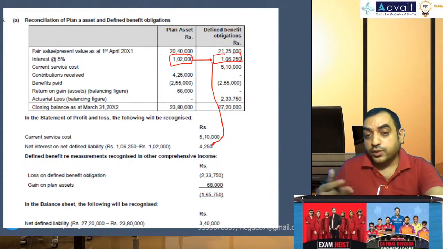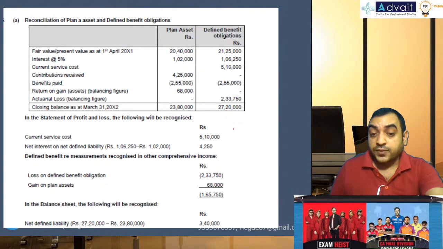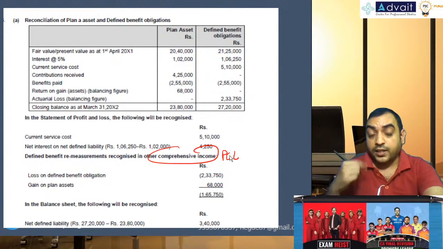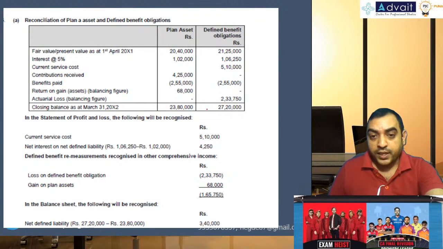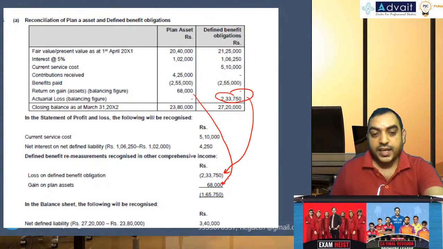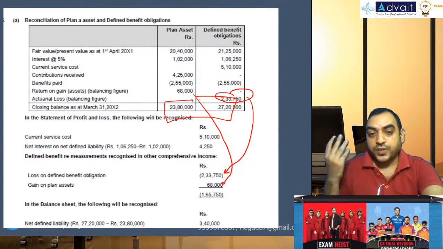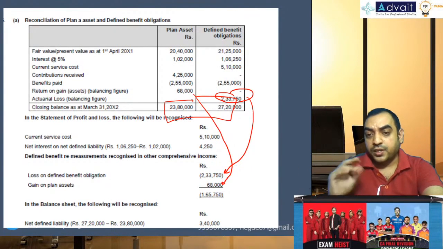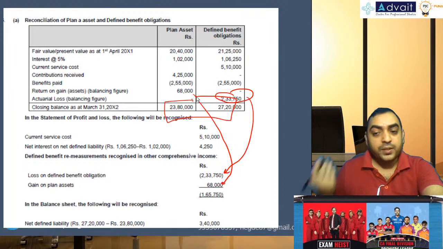And what will go to OCI, other comprehensive income? Under AS 15, this also will be P&L account only. Remember, under AS 15, this also will be P&L account. Loss on defined benefit obligation, which is this number 2,33,000, is a loss, and this 68,000 is a gain. And in the balance sheet, this will be on a net basis. 23,80,000 is asset, 27,20,000 is liability. Net liability will be shown in the balance sheet.